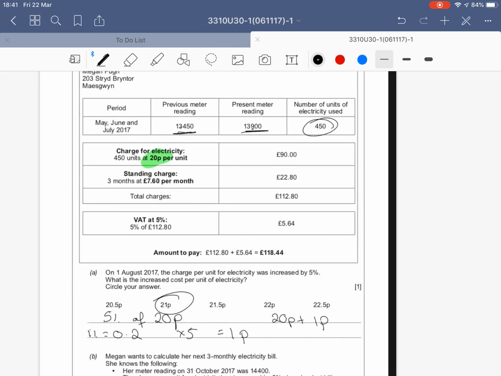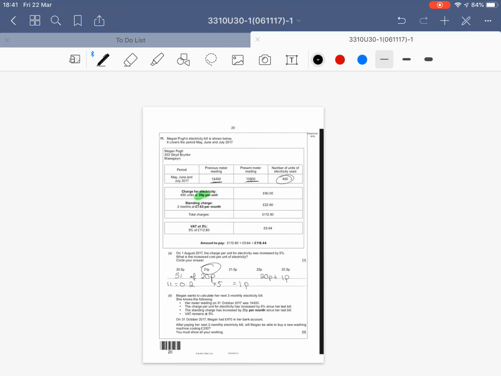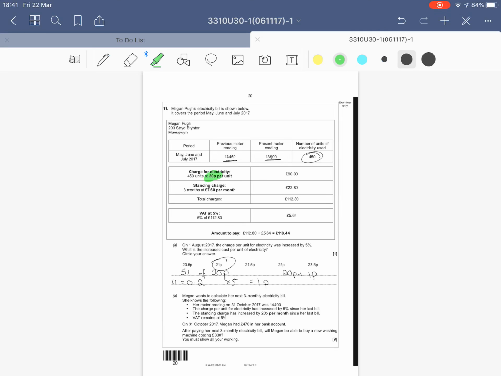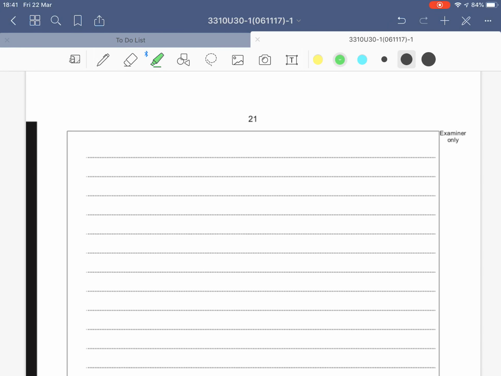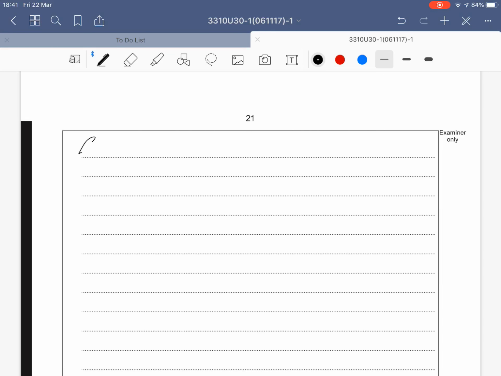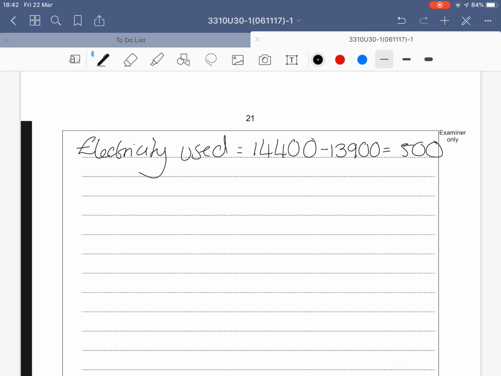Okay, first thing we're going to need to do, exactly what they've done, is we need to know the number of units that she has used. So from her last bill, we know that there was 13,900 left, and then it's gone up to 14,400. So the electricity used: we've got the 14,400 at the end, take away the previous one, which is 13,900, leaves us with 500 units of electricity.